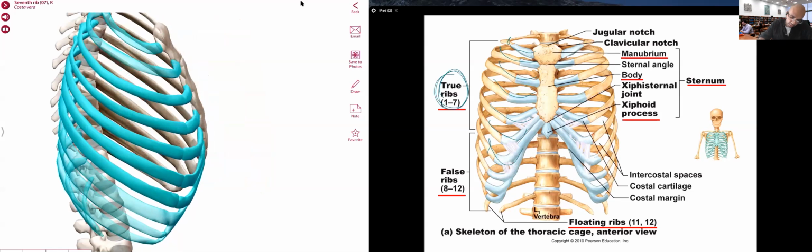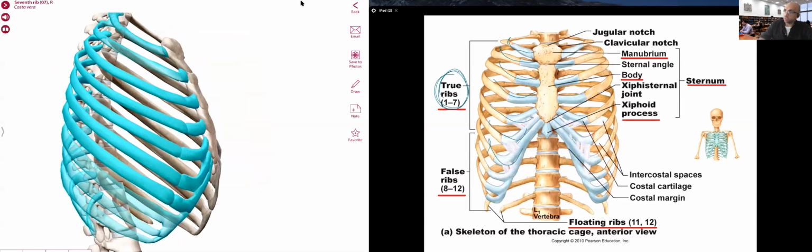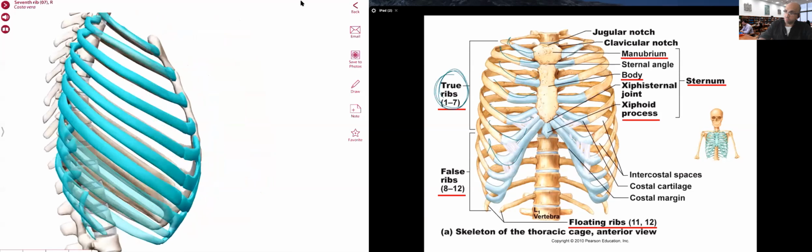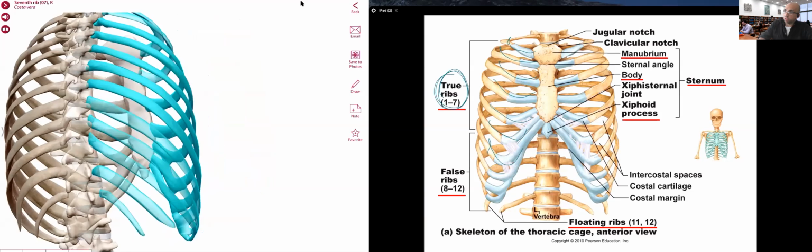For ribs number 8, 9, 10, they are indirectly attached to the sternum by joining rib number 7. For 11 and 12, they are not attached at all to the sternum. That's why we call them floating ribs. So again, 1 to 7, those are true ribs. From 8 to 12, those are false ribs. 11 and 12, we call them floating ribs.